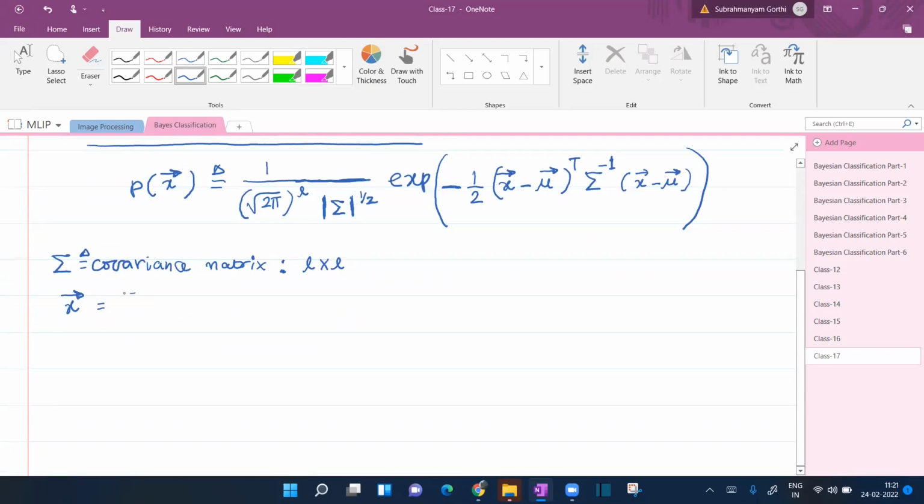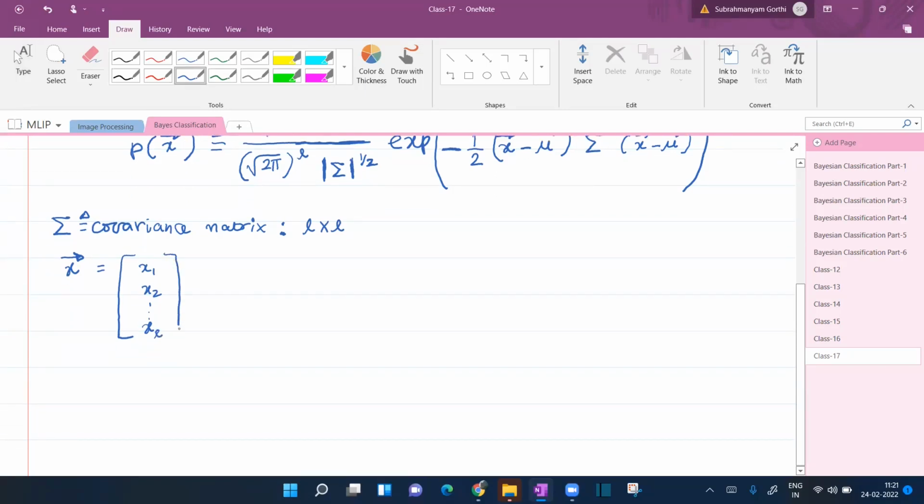What is my x bar? x1, x2 up to, it's an L-dimensional one. So what should be the last value? XL. Right. And then mu bar.